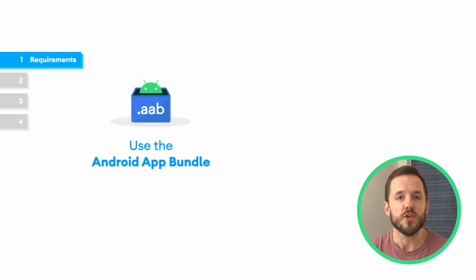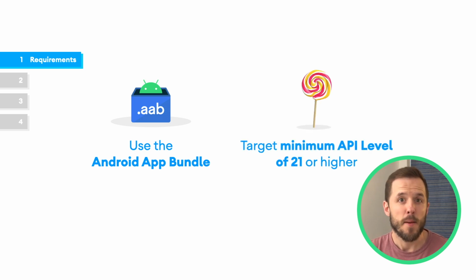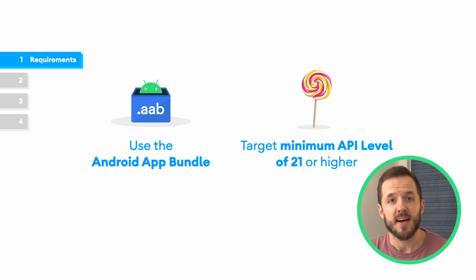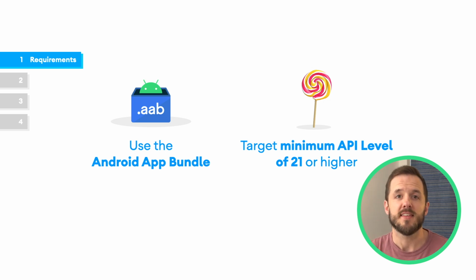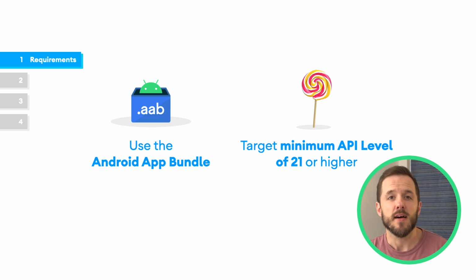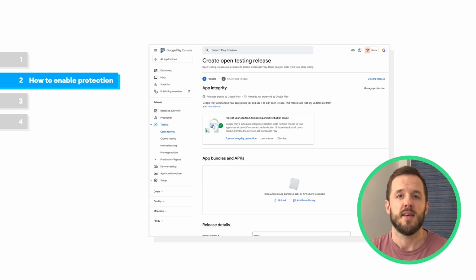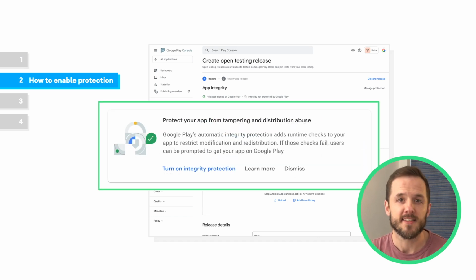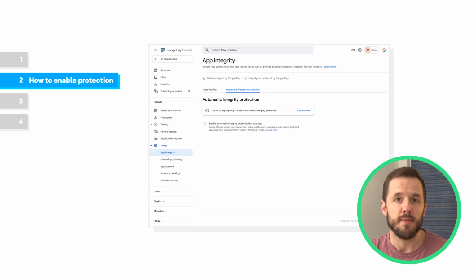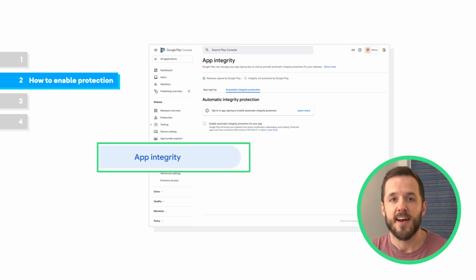So how do you enable automatic integrity protection in your Play console? First, make sure you've opted in to Play app signing, and that you publish with the Android app bundle. Next, make sure you are targeting a minimum API level of 21. 21 is Android Lollipop, released in 2014. It covers over 95% of active Android users. Once you've done that, you'll see the option to enable protection when you create a new release. You can also enable it from the App Integrity page under Releases in the navigation.